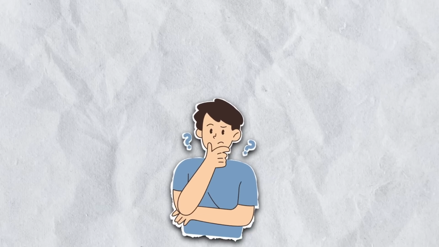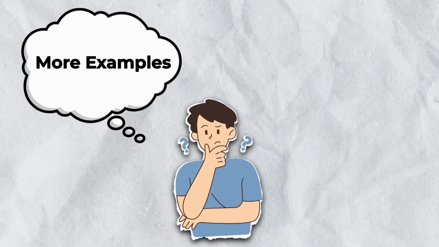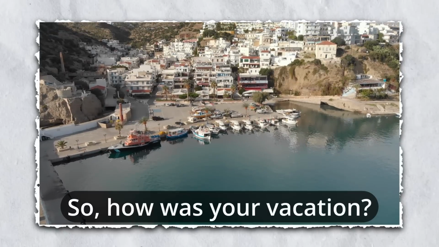You would simply provide more examples or more points. A good rule of thumb is a maximum of 3 points in the E section. Let's say you just got back from a vacation in Greece and your friend says, so, how was your vacation? Let's provide a full answer using the PREP framework, and we'll provide 3 points for the E section.